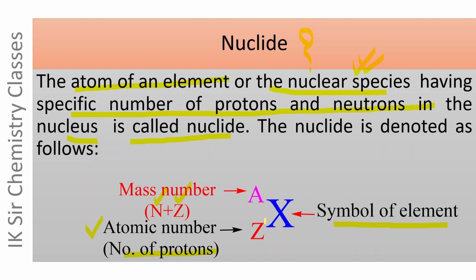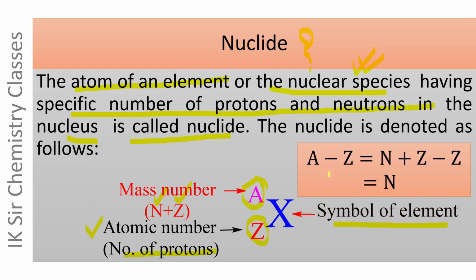Let us subtract Z from A, that is A minus Z. We have already seen that A is equal to N plus Z. Therefore, A minus Z can be written as N plus Z minus Z. Z will be cancelled out and the result is N. That is, if we subtract the atomic number from the mass number, we get the number of neutrons.